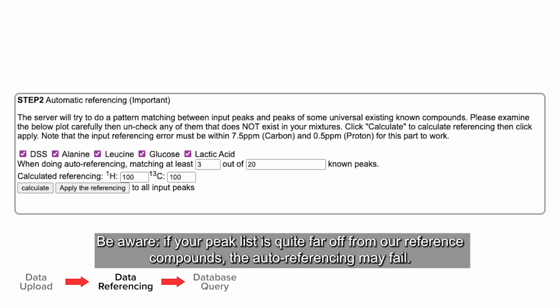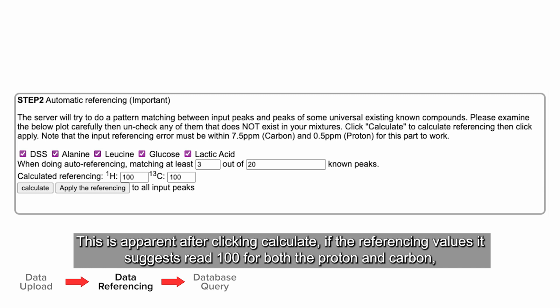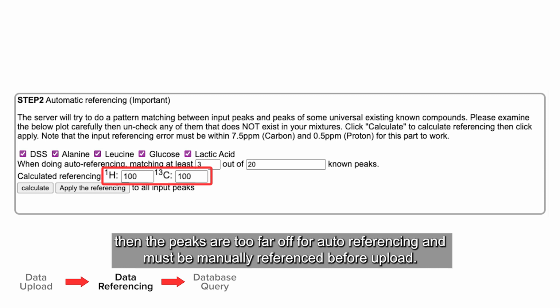Be aware, if your peak list is quite far off from our reference compounds, the auto-referencing may fail. This is apparent after clicking Calculate. If the referencing values it suggests read 100 for both the proton and carbon, then the peaks are too far off for auto-referencing and must be manually referenced before upload.